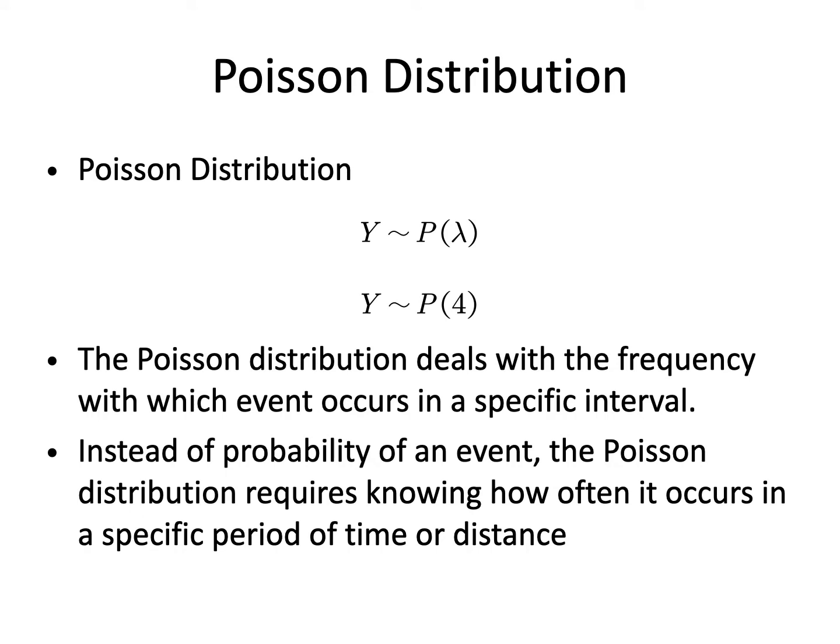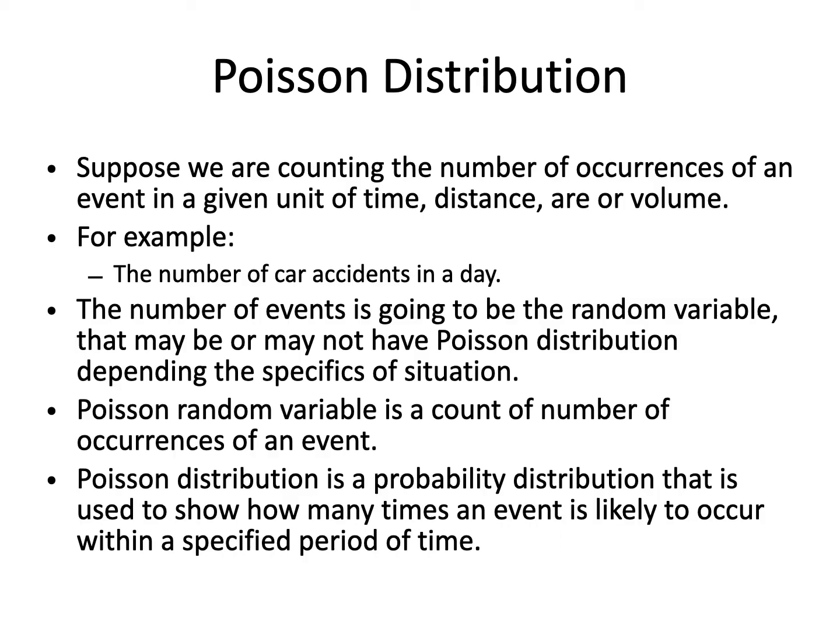While talking about the Poisson distribution, this distribution deals with the frequency with which an event occurs in a specific interval, which means the Poisson distribution requires knowing how often an event occurs in a specific period of time or distance or area. Suppose we are counting the number of occurrences of an event in a given unit of time or distance or area or volume. For example, we might be counting the number of car accidents in a day.